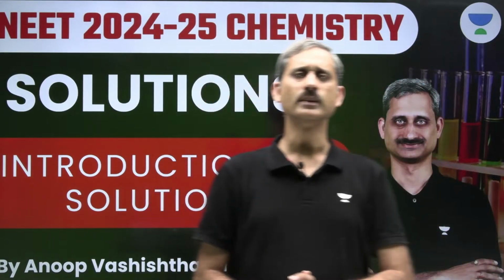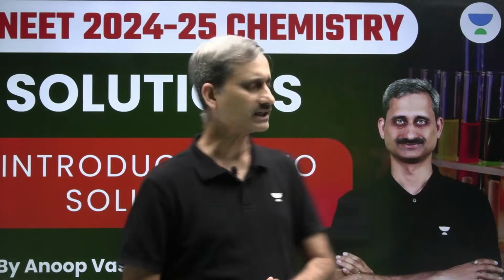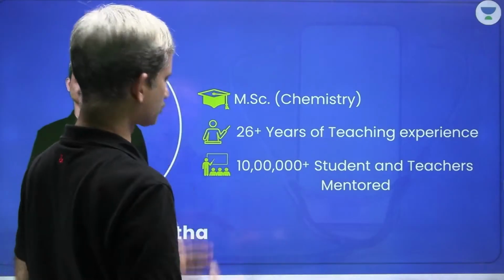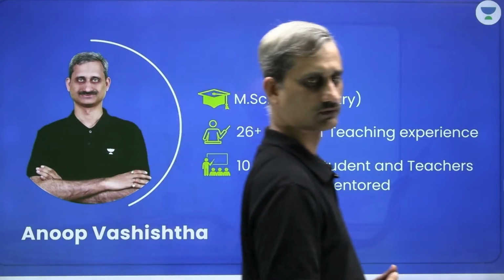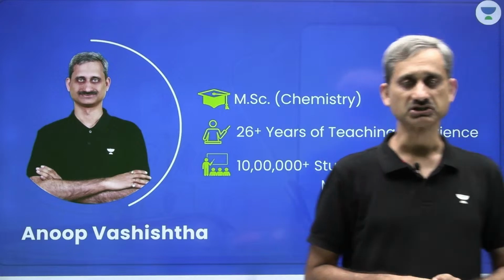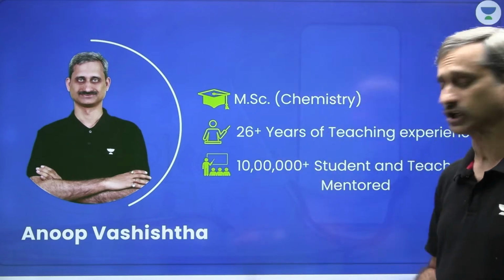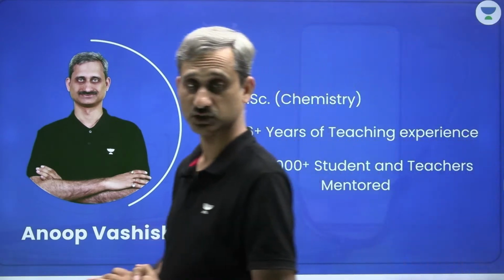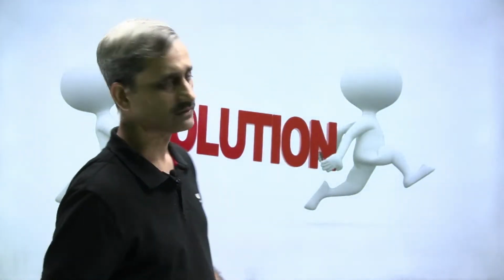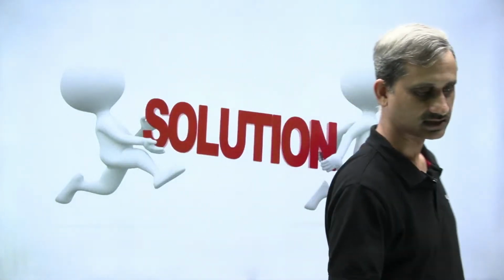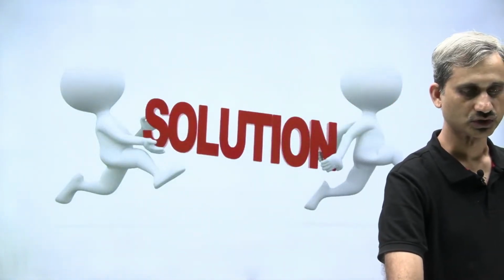So, let's begin with this chapter. Before that, let's have the introduction about me. My name is Anoop Vashishtha. I am an MSc in chemistry from University of Delhi. 26 plus years of teaching experience. I took my first IIT batch in 1997. I have taught around 10 lakh students and teachers. And here we have the chapter which we know as the chapter called solutions.